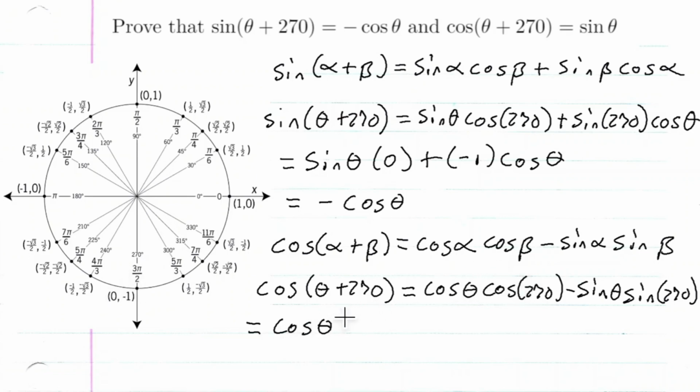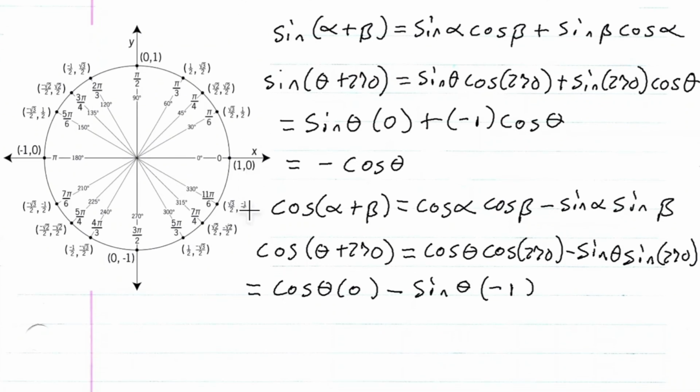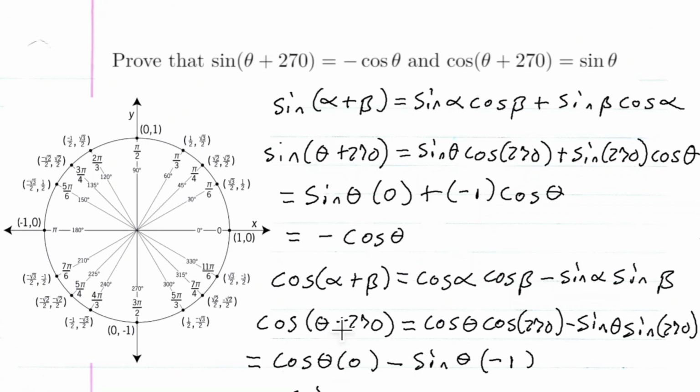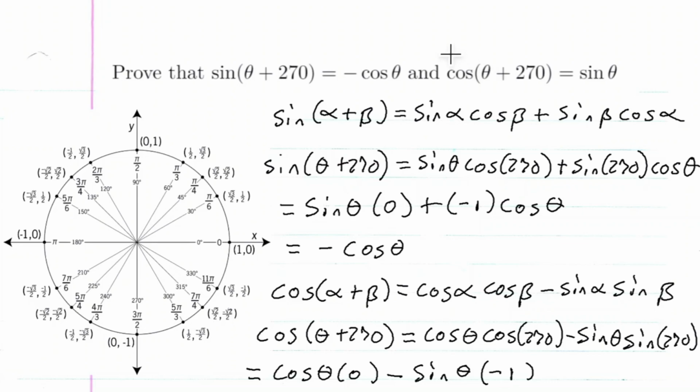Cosine of 270 is 0, and then minus sine theta, and then sine of 270 is negative 1. All right, so now we have cosine of theta times 0 is 0, and then negative sine theta times negative 1 will be sine theta. So we have cosine of theta plus 270 is equal to sine of theta, which is exactly what we wanted to prove. So we've proven both of these properties of trigonometric functions involving any angle, adding 270 to it for the sine and cosine.